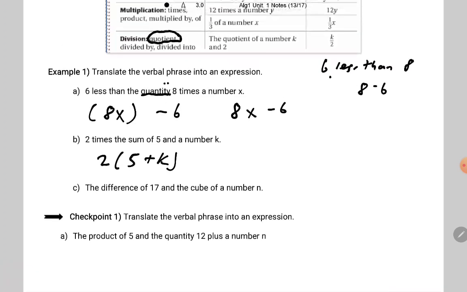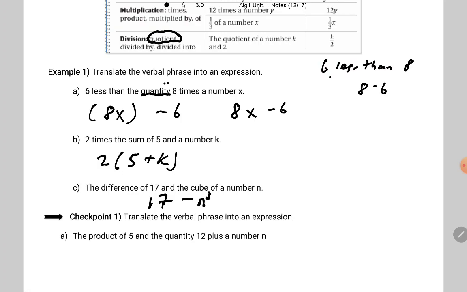Part C, the difference of 17 and the cube of a number n. So the difference of 17, difference means minus, the cube of a number n. So we take n and then we cube it. There we go.